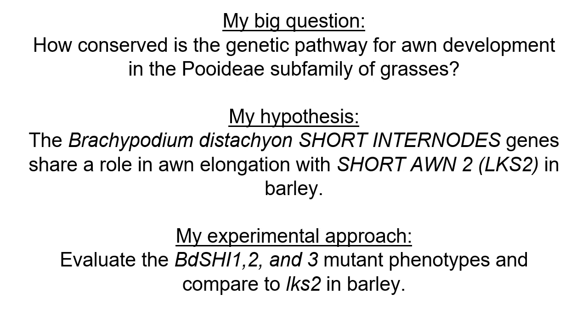Up until now, everything has led to my big question, which is, how conserved is the genetic pathway for awn development in the Pooideae subfamily of grasses? My hypothesis on this question is that the Brachypodium distachyon short internodes genes share a role in awn elongation with short awn2, or LKS2, in barley. Finally, my experimental approach will be to evaluate the BD shy 1, 2, and 3 mutant phenotypes and compare them to the LKS2 mutant phenotype in barley.